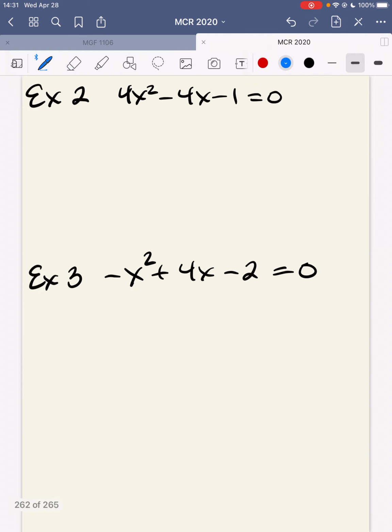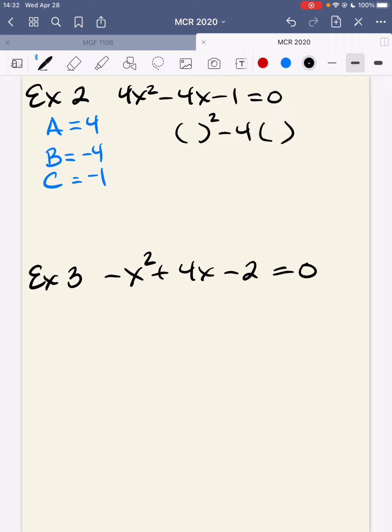All right, let's go ahead, and here's the last 2 examples we're going to do just for this short video today. I encourage you to work them out before I do. All right, so we want to look at our A, our B, and our C. A in this case is 4, B is -4, C is -1. All right, I'm going to plug that into my discriminant piece, so B squared minus 4AC, a square root and a plus or minus.